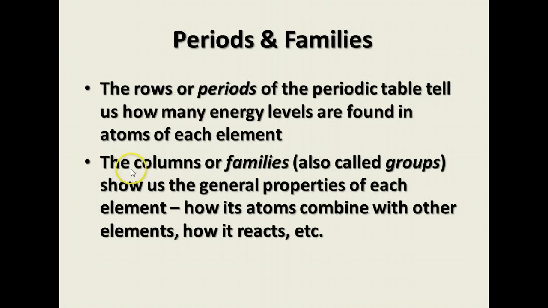Okay? So the rows tell us how many energy levels are found in the atoms of each element. Energy levels, it has to do with the way the electrons are arranged around the nucleus of the atom. The columns are families, they're also called groups, show us the general properties of each element or each group of elements. In other words, how its atoms combine with other elements, how it reacts, and things like that.